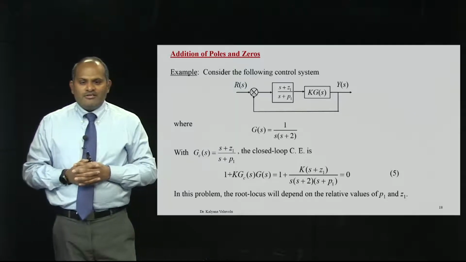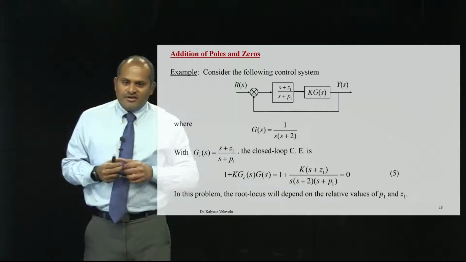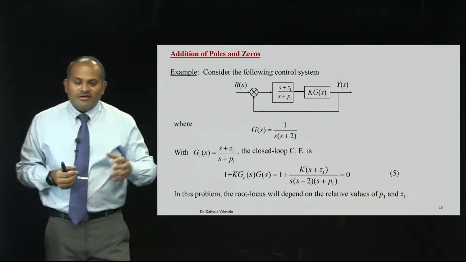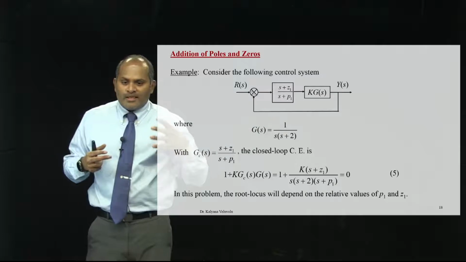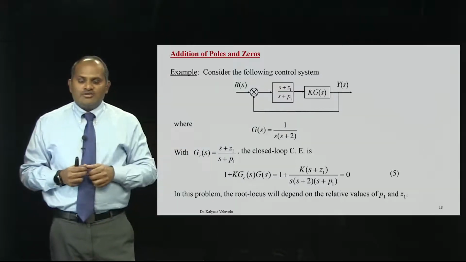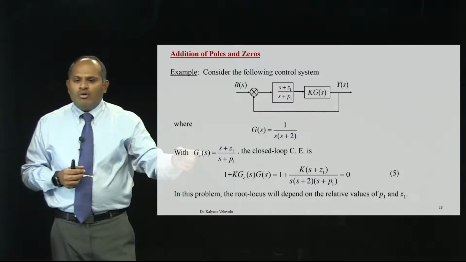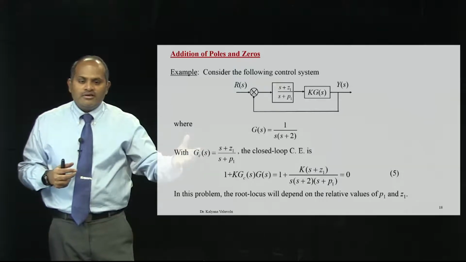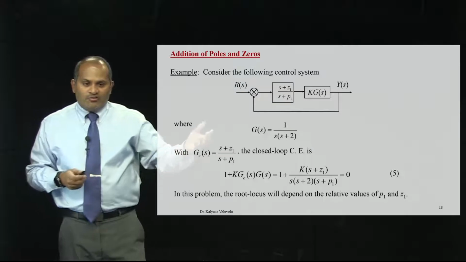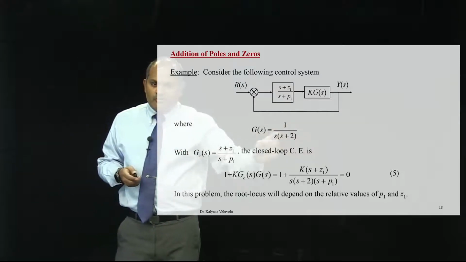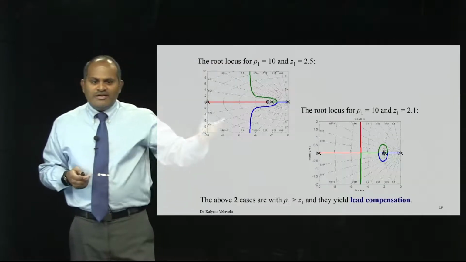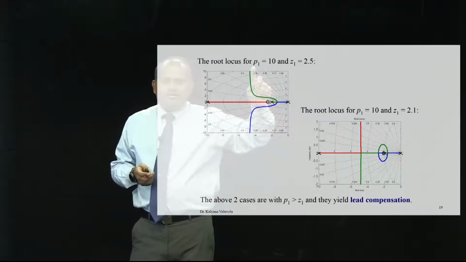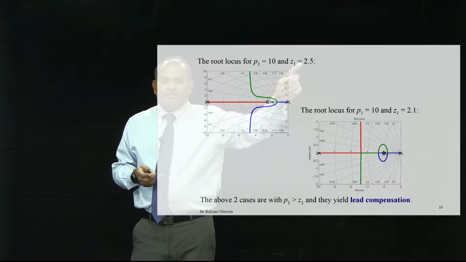Now what happens if I add poles and zeros? Poles and zeros together give some interesting effect. So when I have a pole and 0, the actual root locus depends on where the pole is, where the 0 is. The relative positioning of pole and 0 is important. So for the same system with 2 poles, we add a pole and a 0, it depends on where it is. So if you see 2 scenarios here, I place the pole at 10, 0 at 2.5.